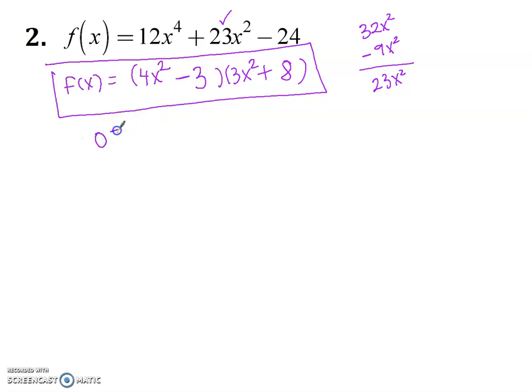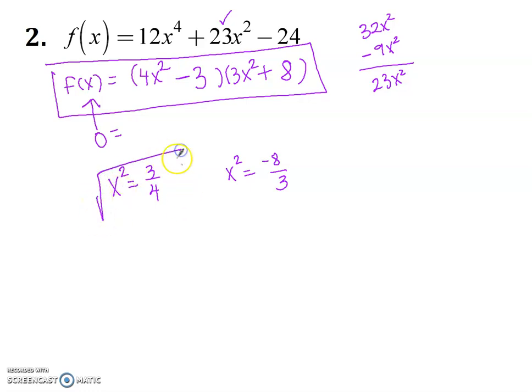Then to get the zeros, we're just setting each of these factors equal to 0. So I'm just plugging in a 0 here and saying 4x squared minus 3 equals 0. If I solve for x squared there, I would add 3 and divide by 4. That'll give me x squared equals 3/4. For the second one, I'm going to get x squared equals, subtract 8, divide by 3. Now I know I'm getting two answers from each of these because if it's an x squared, that produces two answers.